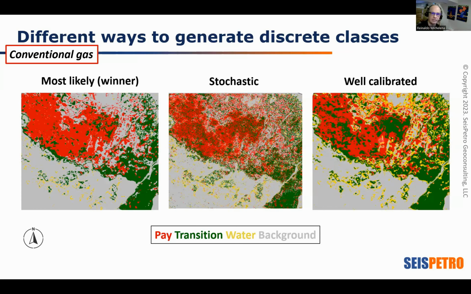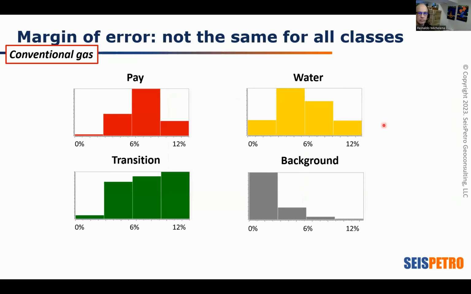Okay, so now when we examine the errors in these phases, the main conclusion is that we don't estimate the different phases with the same error. For the pay and the water phases, the errors are around 6%, but for the transition phases, the errors are much larger, and for the background facies, which is the one that is sampled the most, the error is much smaller, less than 2 or 3%.